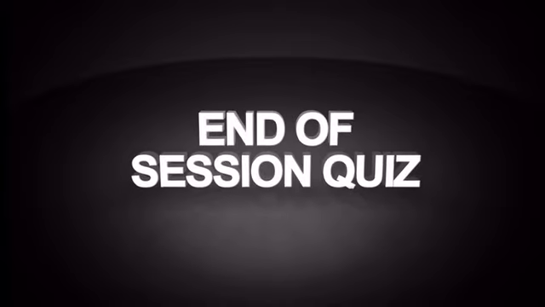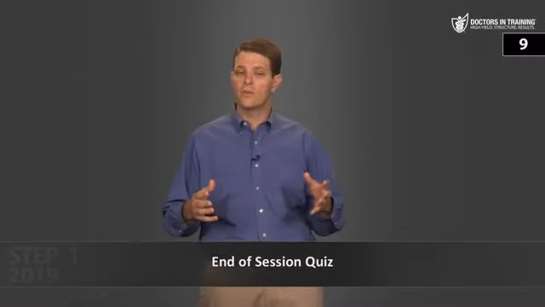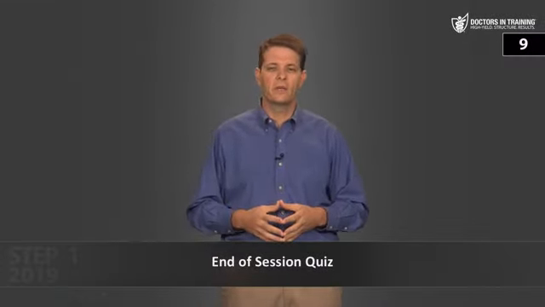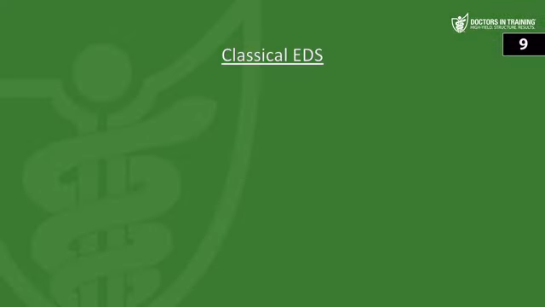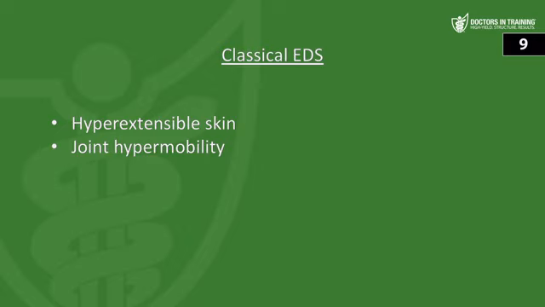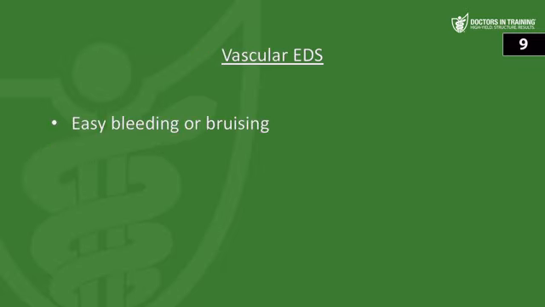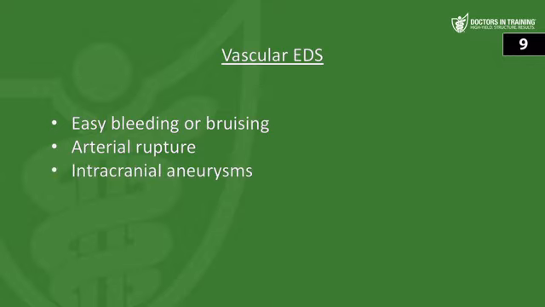So now we're ready for the end of session quiz. So I want you to pause the video, go through those questions, and then we'll go through them together. All right, first question. What findings are associated with Ehlers-Danlos syndrome? So with classical EDS, you get hyperextensible skin and joint hypermobility. With hypermobility EDS, you get joint hypermobility with basically normal skin. And with vascular EDS, you get easy bleeding or bruising, arterial rupture, and intracranial aneurysms.